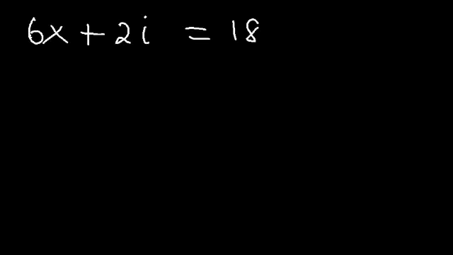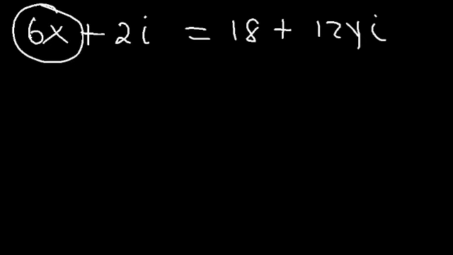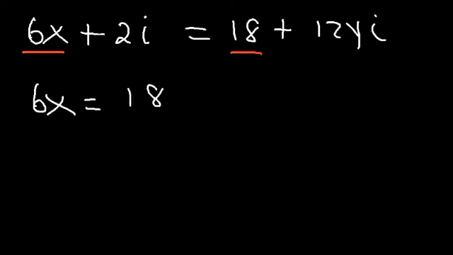Now what if you were to see an equation like this? 6x plus 2i is equal to 18 plus 12yi. So there's two variables, x and y. What can you do to solve for x and y? Now you need to keep in mind that these complex numbers have two components, the real component and the imaginary component. The real component on the left side is 6x because it doesn't have an i attached to it. The real component on the right side is 18. So therefore we could say that 6x must be equal to 18.